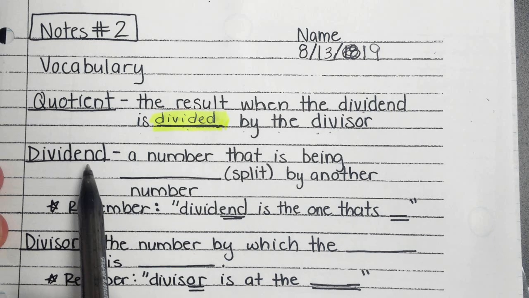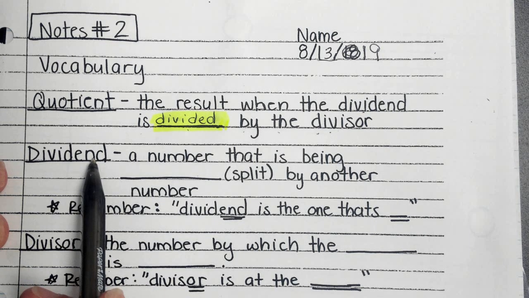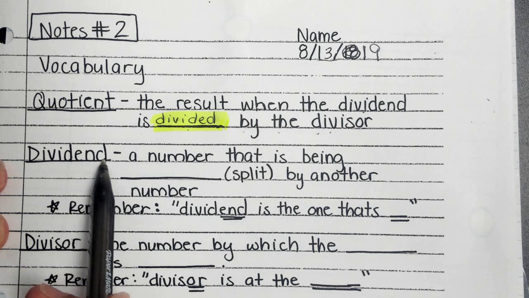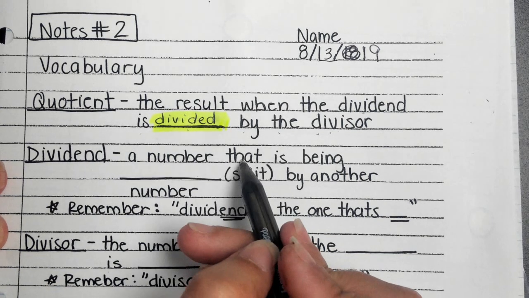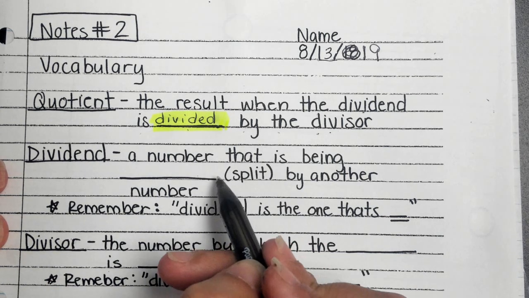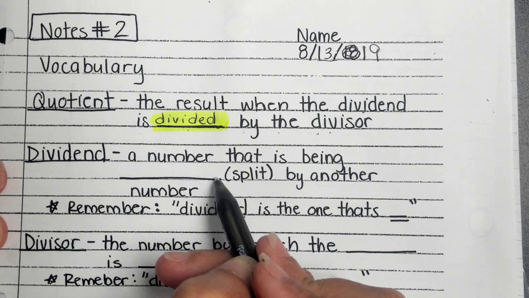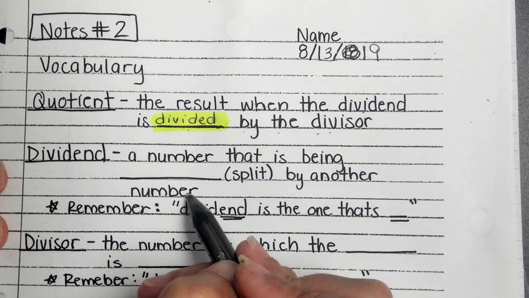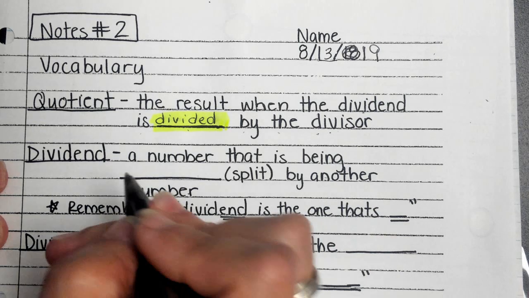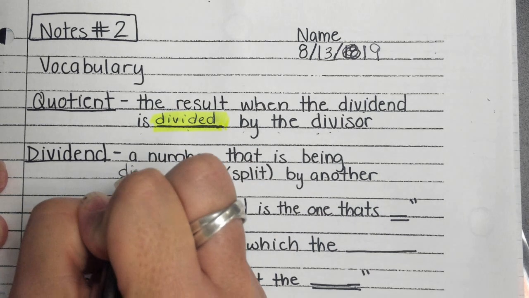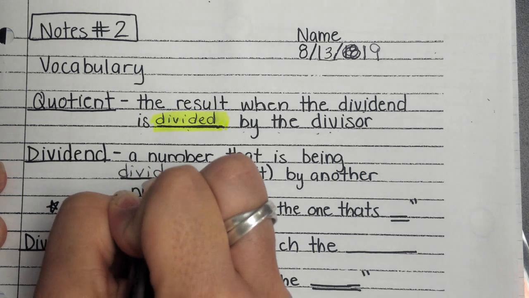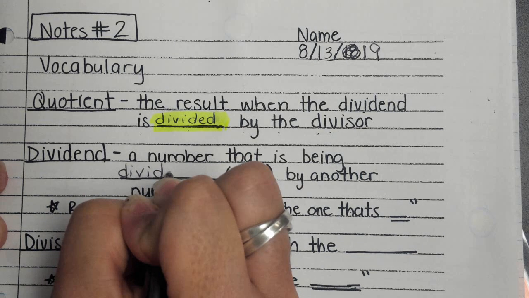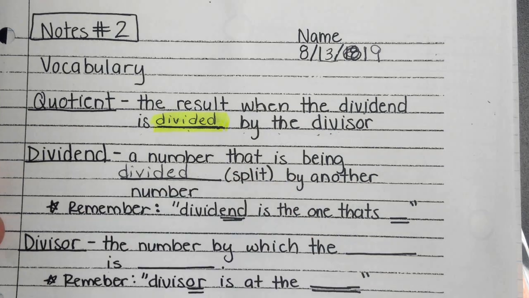Okay, the second one, we got dividend. Notice the ending of this word, okay? A number that is being divided, another word for split, by another number. Yes, it's kind of silly because we have it twice. But, got it, divided.